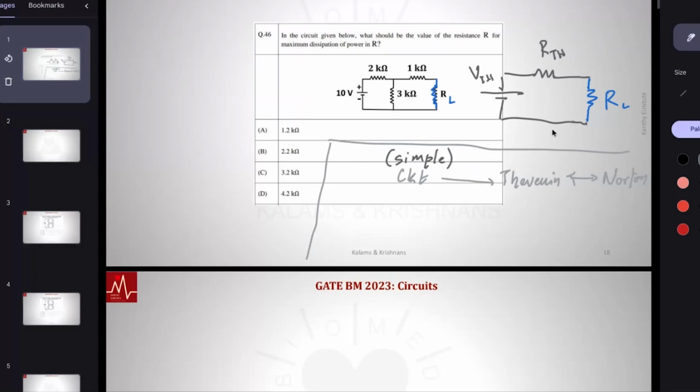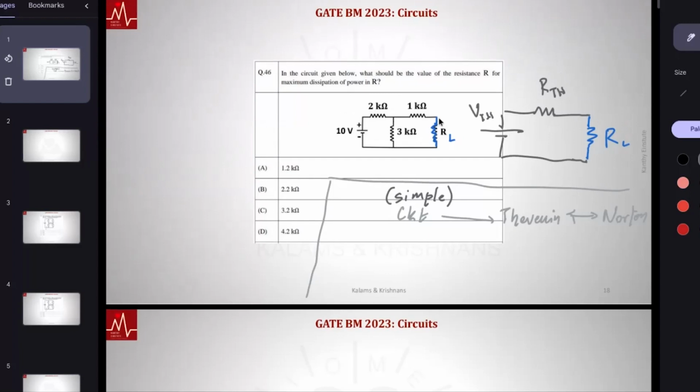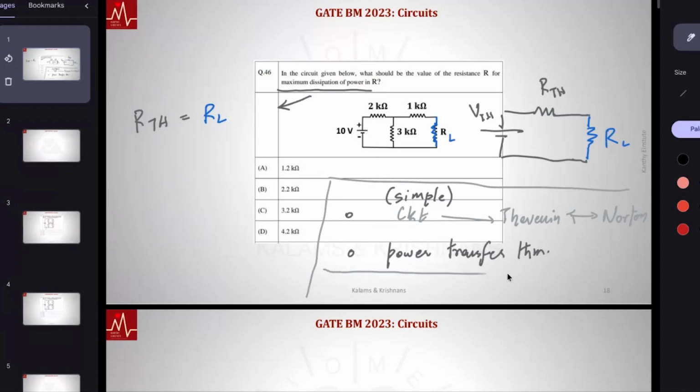And here you have maximum power transfer, maximum power dissipation. This happens when your R Thevenin equals RL. This is the condition for this. This also we have seen. So we have seen this. Application of this is in the maximum power transfer theorem. So power transfer. What we have to do now is the Wheatstone bridge.